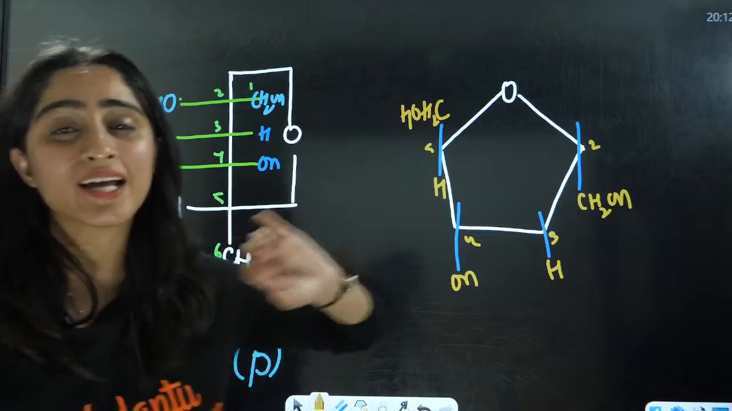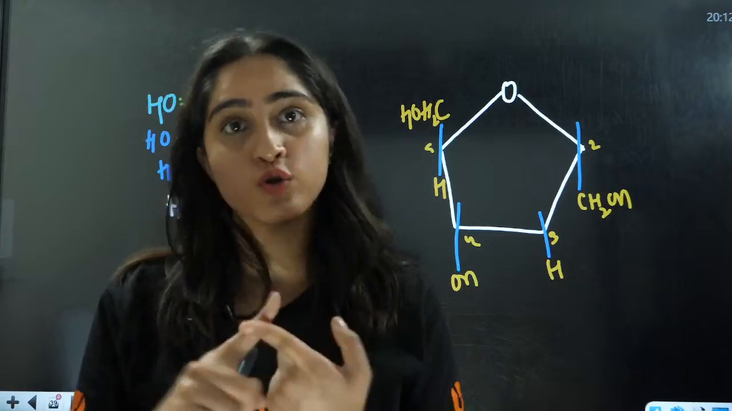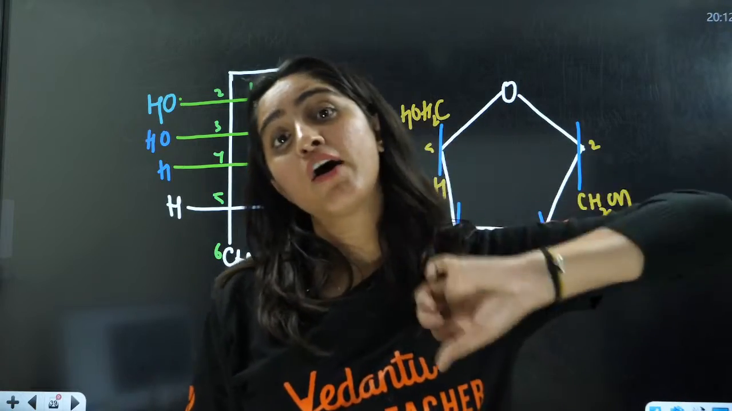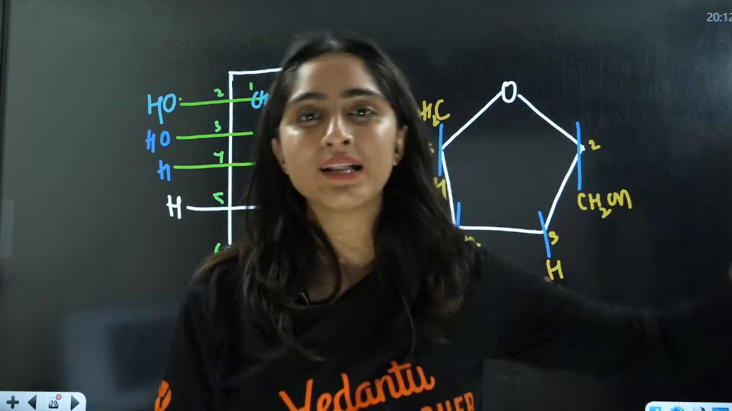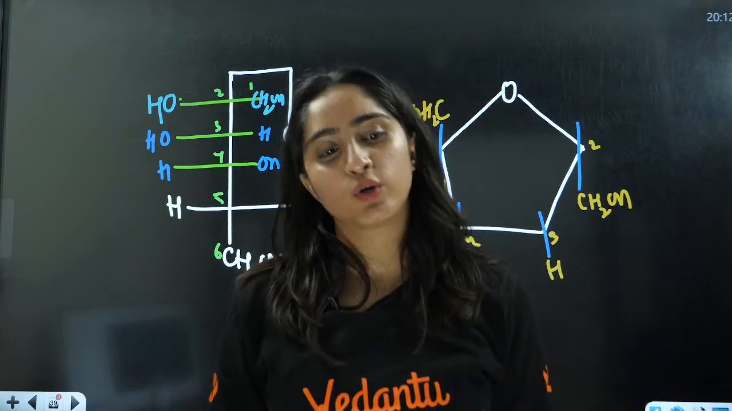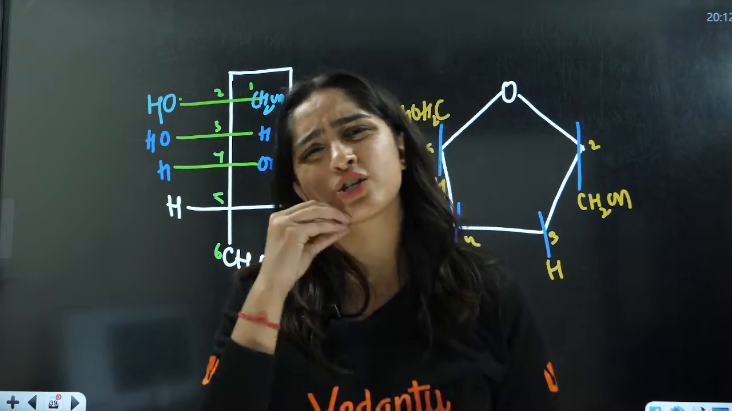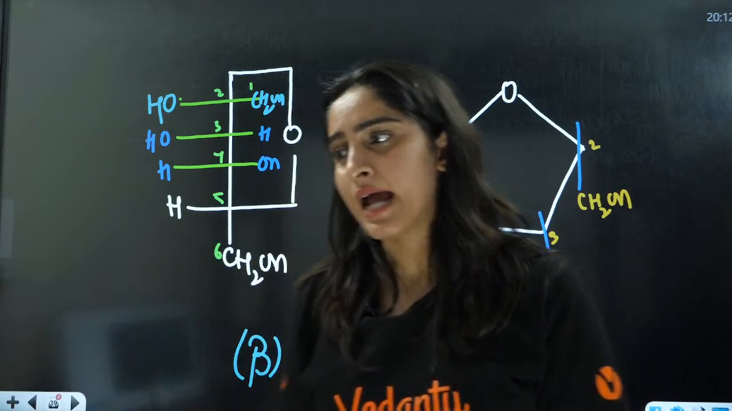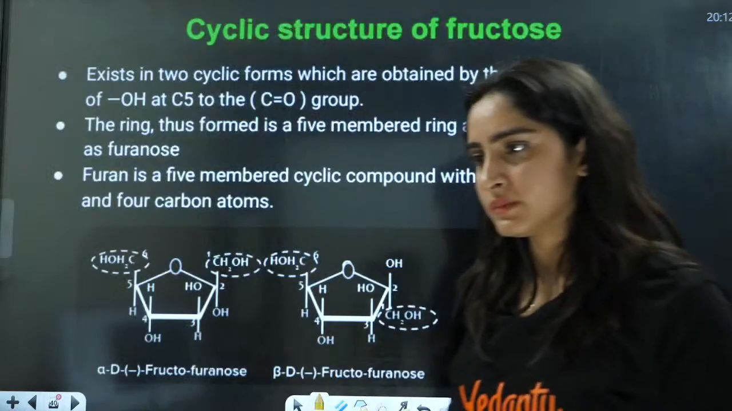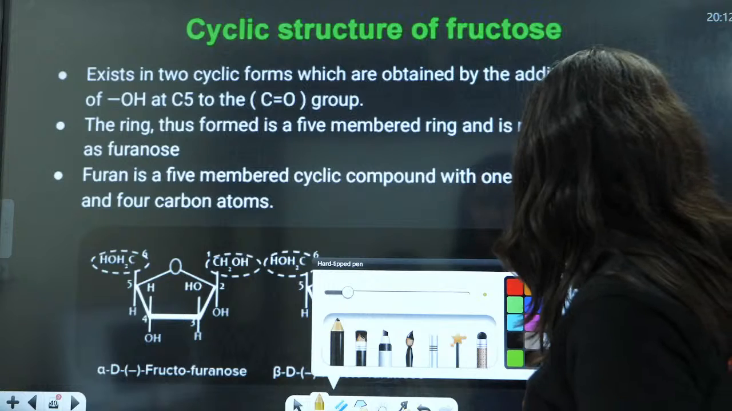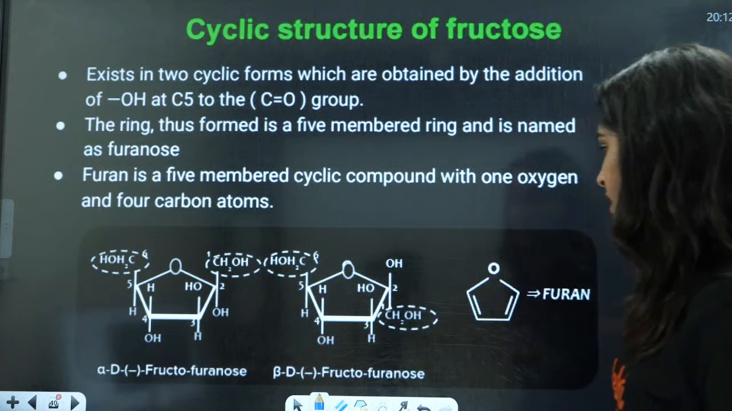Now, if you know the cyclic structures of glucose and fructose, beta glucose, beta fructose, alpha glucose, alpha fructose, all these things, right? If you know these 4 structures, you will be able to draw the structure of sucrose, maltose, lactose, galactose, everything here, right? Okay. Understood? Yes, perfect. Everyone here understood this? Okay.